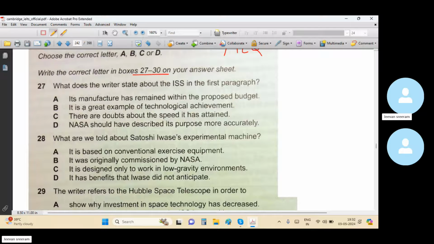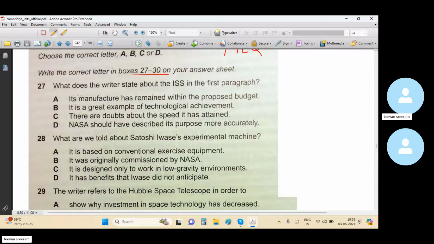So let me recap the overall meaning, basic information about the passage we discussed in the last class. So, for example, there is a big science platform that floats high above where airplanes fly, moving super fast around the Earth. NASA is like a group of space adventurers who built this platform to do experiments and learn more about space. So that is nothing else, International Space Station. The passage is actually about that ISS.